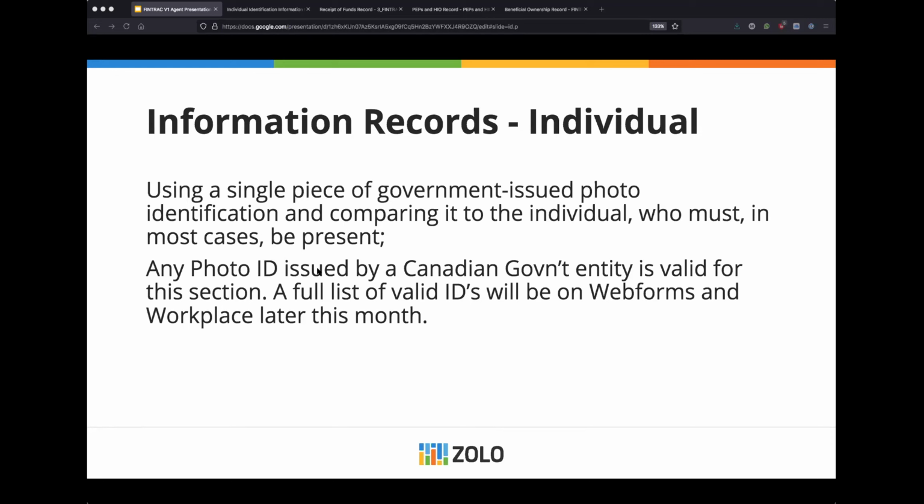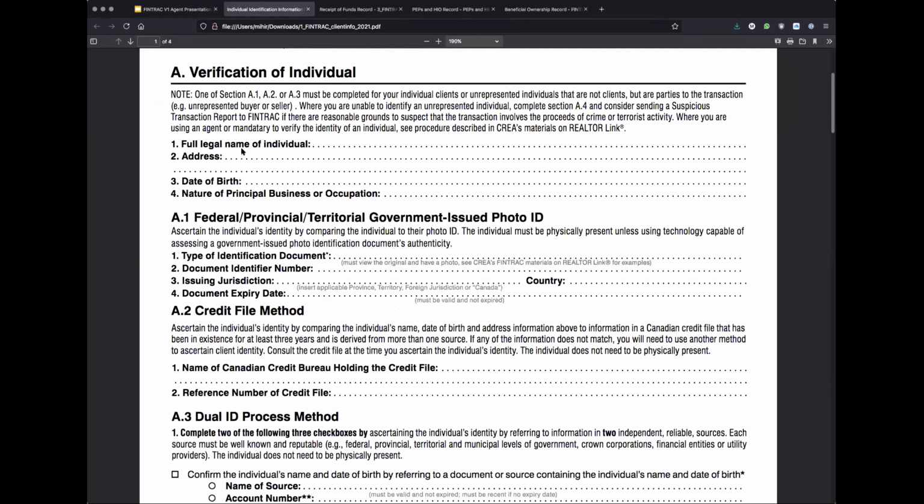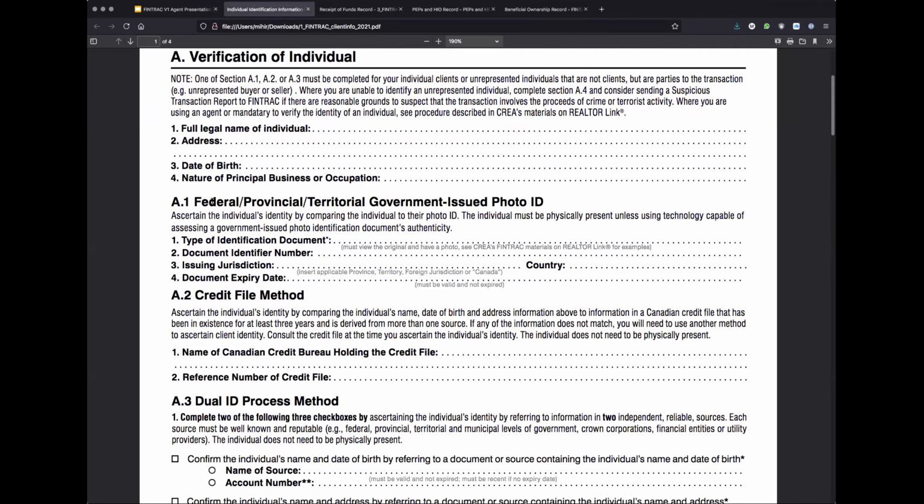A full list of valid IDs will be on web forms and workplace later this month. So we are trying to make this as streamlined as possible for you, and we will have a fully acceptable list of IDs. This is the section I'm referring to, A.1, Federal, Provincial, Territorial Government Issued Photo ID.